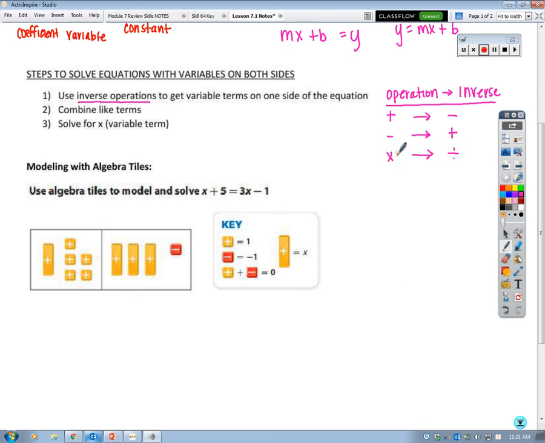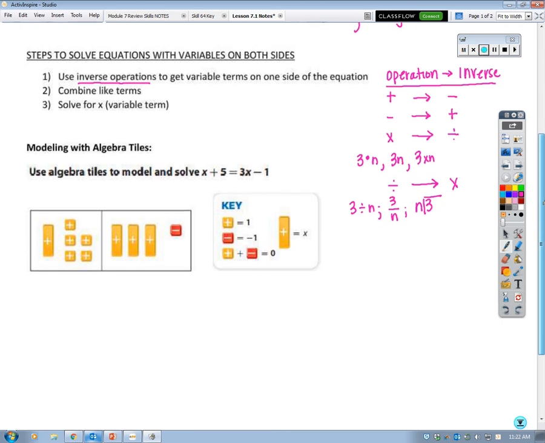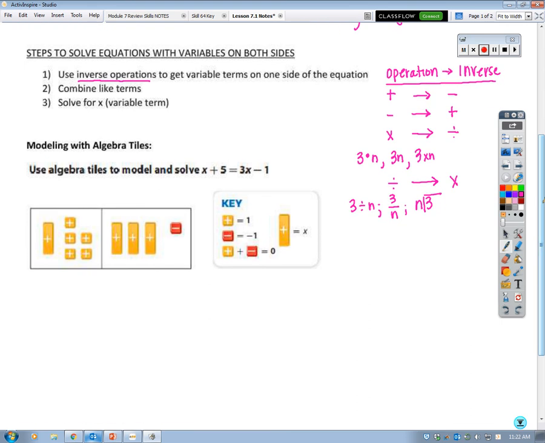And remember, there's multiple forms of multiplication. You could see the little dot, 3 times n. You could see 3n, and you could see 3 times n, right? All forms of multiplication. And then for division, you would see the inverse, which would be multiplication. And then again, multiple formats of division. You could see 3 divided by n written in different ways. So those are all different forms of division. Remember to keep that in mind as you go through and solve. Okay, so you will use the inverse operation to solve, getting the variables on one side of the equation and then getting the constants on the other side of the equation.